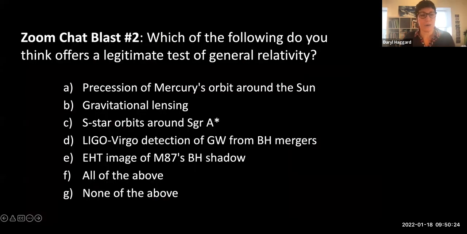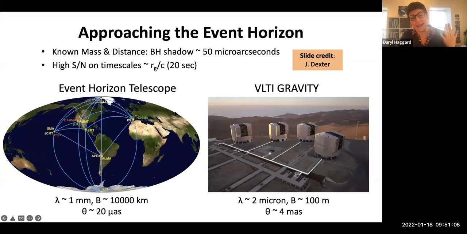All right, this is the second chat blast. I just want to talk very briefly about horizon scales and then I'll pipe down. So this is your second chat blast for people who have started to space out because that was too much radiation physics for you. The question is, what do you think is a really great, legitimate test of general relativity? The precession of Mercury's orbit around the sun, gravitational lensing, S-star orbits around Sag A star, in particular their precession, LIGO Virgo detections of gravitational waves from black hole mergers, the EHT image of M87's black hole shadow, all of the above, or none of the above. For those of you who are in a voting mood or a chatty mood, please throw your thoughts into the chat.